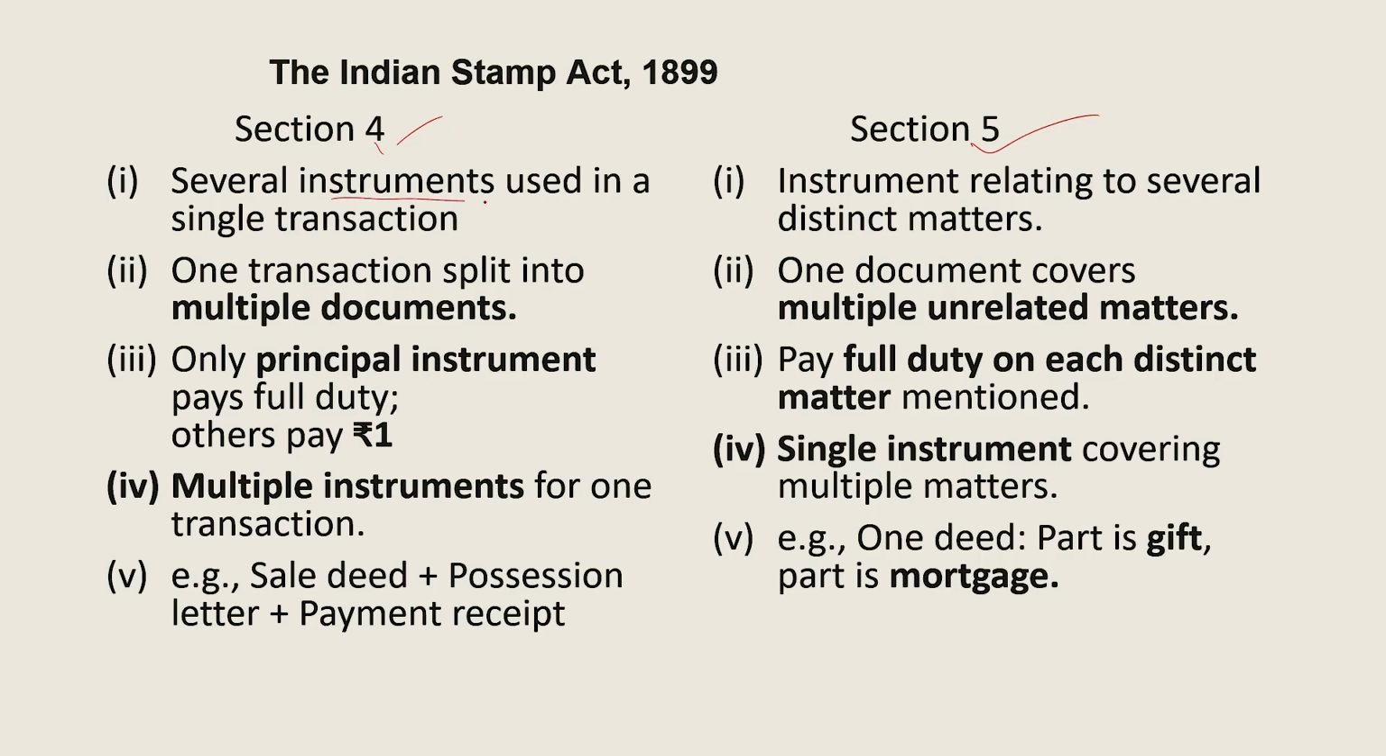Now if we compare Section 4 and 5: in Section 4 there are several instruments used in a single transaction, and hence only the principal instrument pays full duty while the others pay 1 rupee. Here in Section 5, there is a single instrument, but it relates to several distinct matters, and hence full duty is paid on each distinct matter mentioned. So there, multiple instruments; here, a single instrument covering multiple matters, whereas in Section 4 the multiple instruments are for one transaction only.